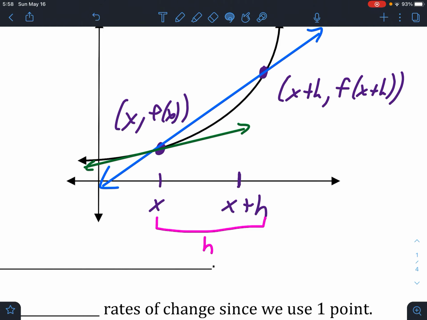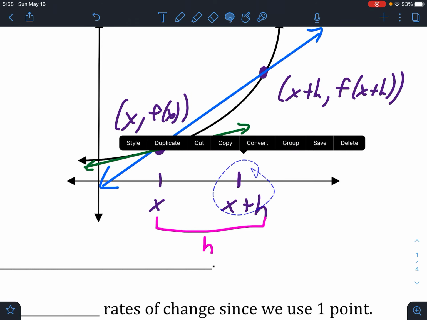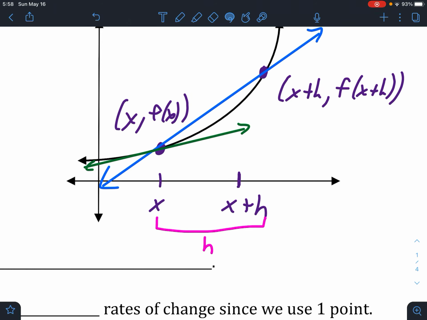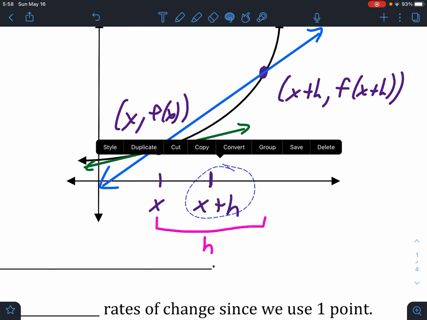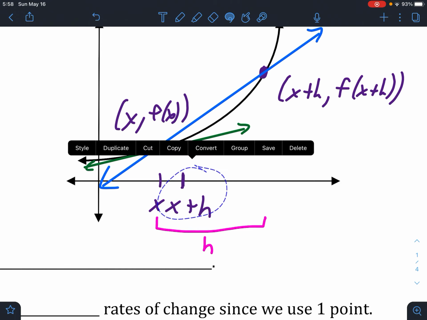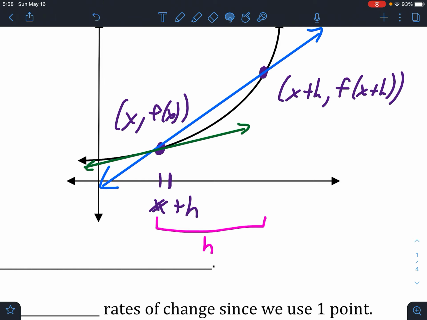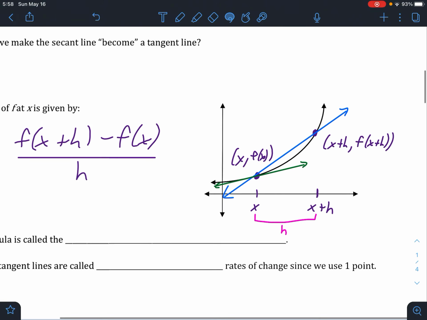So h is a little bit smaller. Okay, then this blue line is going to be a little bit closer to the green line. And if we move a little bit closer, it's going to be even closer to the green line until we get here. Now it's going to be really almost exactly the same as the green line, until we get almost on top of it.